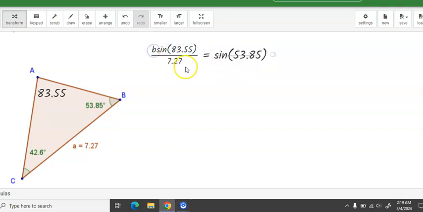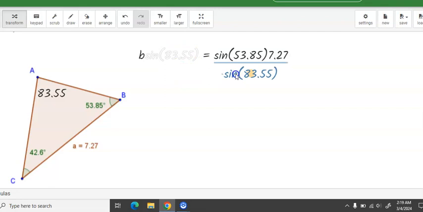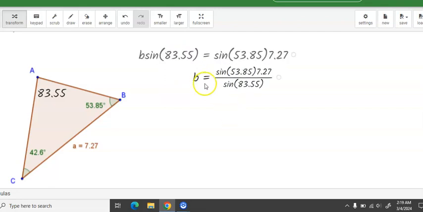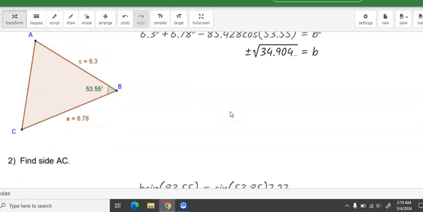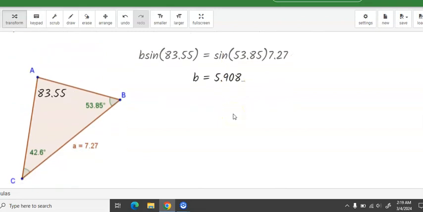So cross multiplication is our preferred method here, so I'm going to cross multiply, and then I'm going to divide both sides by the sine of 83.55 to get B by itself. So under multiplication, simplify the numerator, and then division, you get to the final answer. Hopefully for the length of B, although they are different problems, we ended up with the same answer we got in the first problem, which is 5.908.